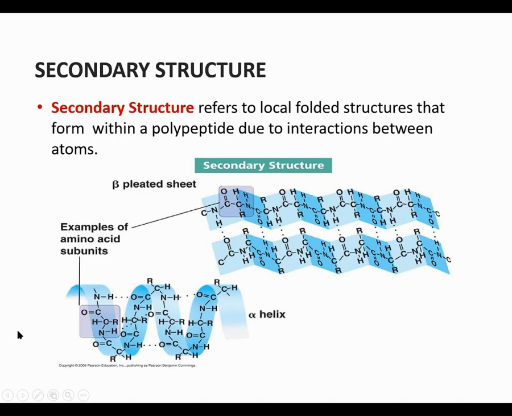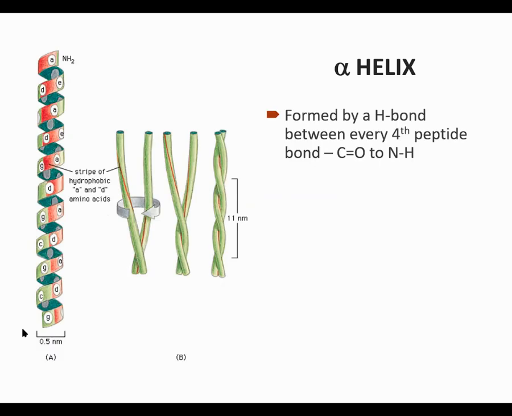Okay, now it's usually held together by hydrogen bonds between the carbonyl and the hydrogen of the amino group of another. Okay. So let's go into the specifics of the two types of secondary structures. So the first one is the alpha helix. Now, this is formed between the hydrogen bond between the fourth peptide bond in the carbonyl group and the hydrogen in the amino group. Okay.